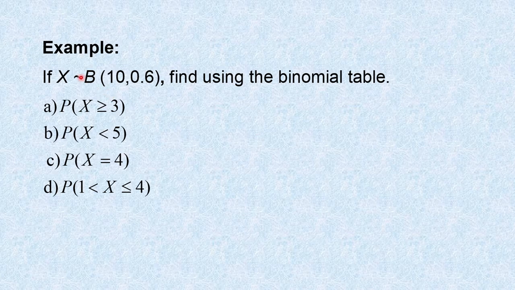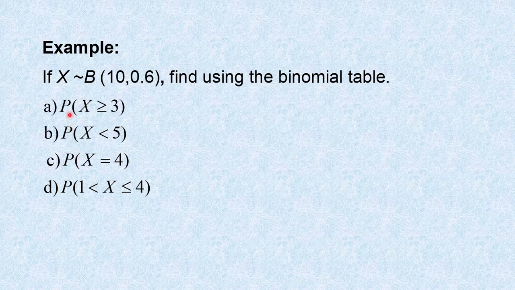Now we move to the next example. If x is a binomial distribution, n is 10, p is 0.6, by using the binomial table, find the probability x more than or equal 3. Take note that your p here is 0.6. 0.6 is more than 0.5. You cannot use the table directly. If you want to use the table, you need to change from x to y.